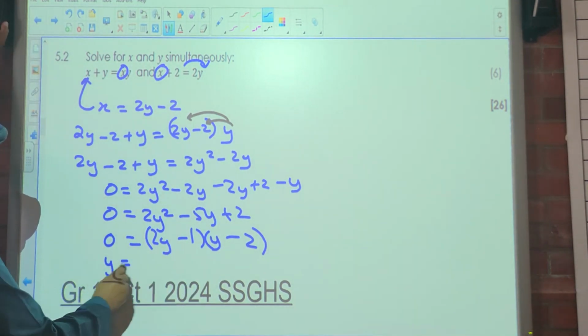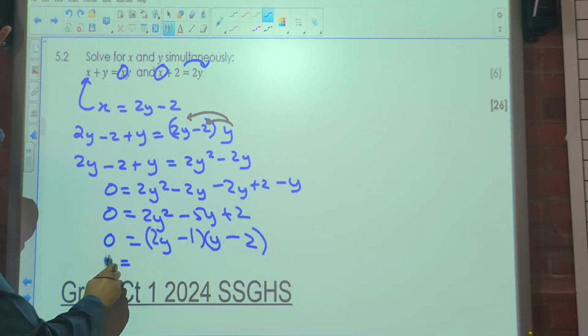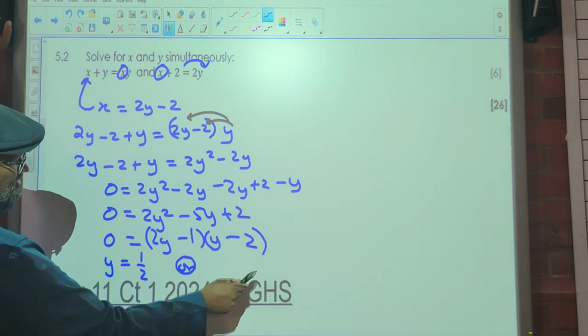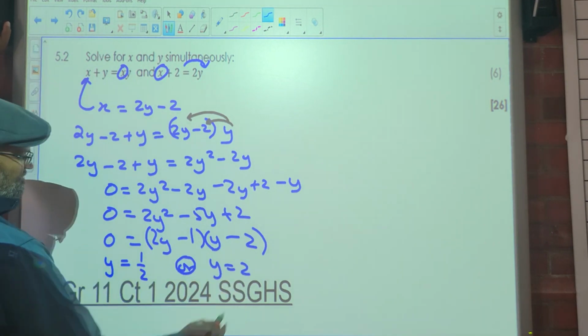So 2y minus 1 is equal to 0. So 2y is equal to 1, divided by 2, y is then equal to half. Or y minus 2 is equal to 0, so y is equal to 2.